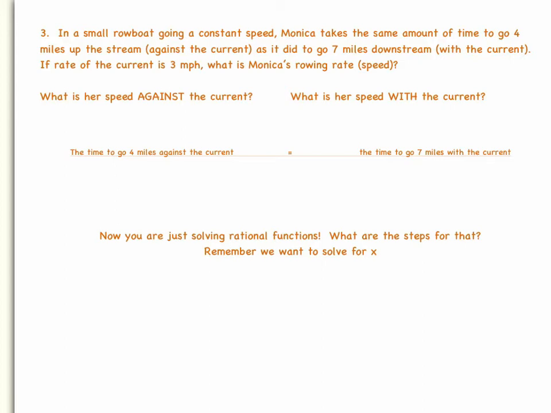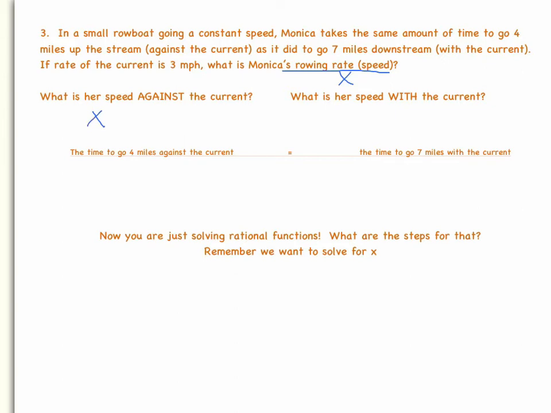Okay, so let's identify the variable. If we look at the last sentence, the question, it says, what is Monica's rowing rate or speed? Why don't we just label it x? Now that we have identified our variable, let's look at this question right here. What is her speed against the current? Well, we know she has a certain speed, and that's x. We don't know what that is yet.